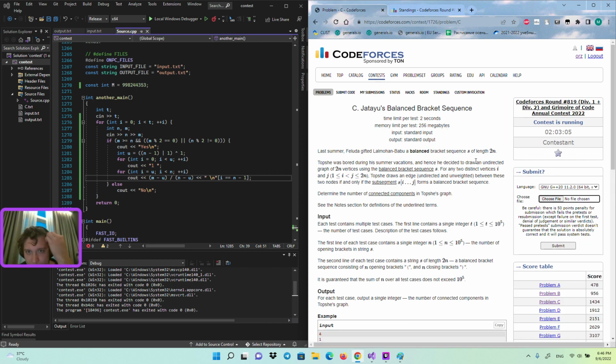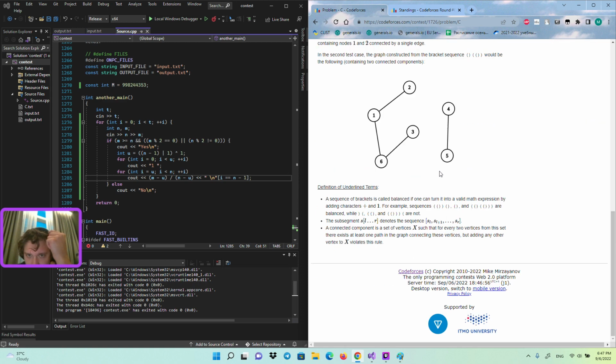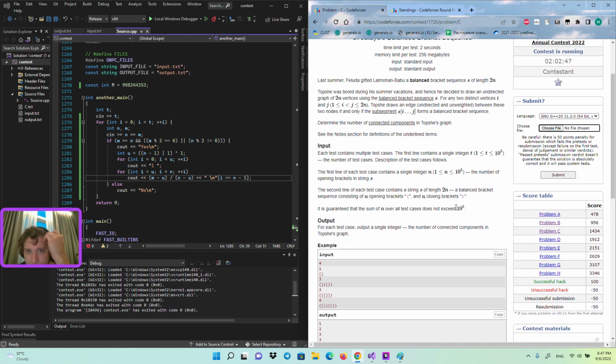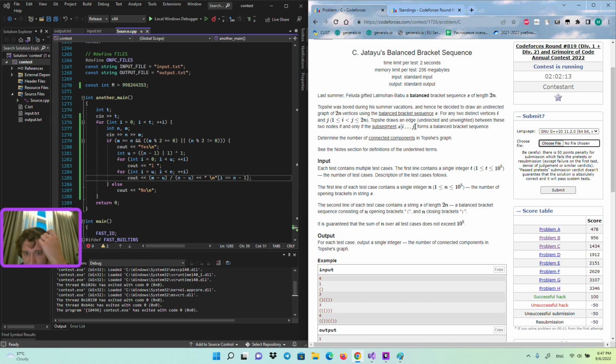Okay, problem C. Fill the gifted. Laman Babu a balanced bracket sequence S of length 2n. Balanced sequence? Okay. I and J are connected if this subsegment is a balanced bracket sequence. Undirected and unweighted. Determine the number of connected components in this graph. Nice problem, of course. Obviously, it's a nice problem.